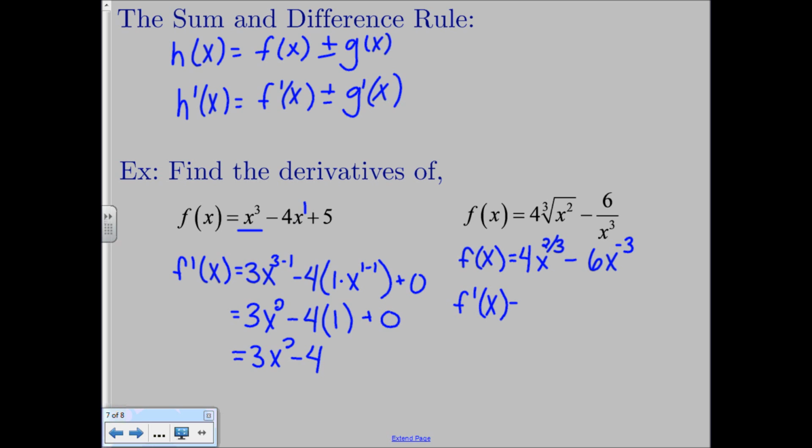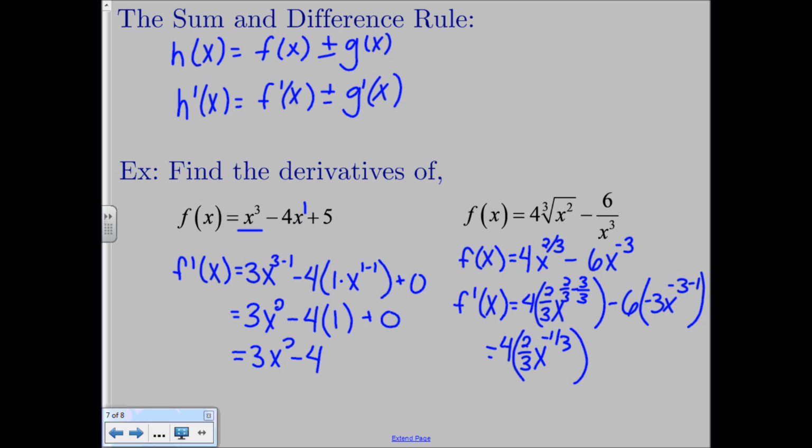So we have f prime of x equals 4 times 2/3 x to the 2/3 minus 1, which I'm just going to go ahead and write as minus 3/3, under parentheses, minus 6 times -3 x to the -3 minus 1 power. Okay, so let's just simplify and rewrite. So we have 4 times 2/3. 2/3 minus 3/3 is going to be -1/3. Minus 6 times -3 x to the -4.